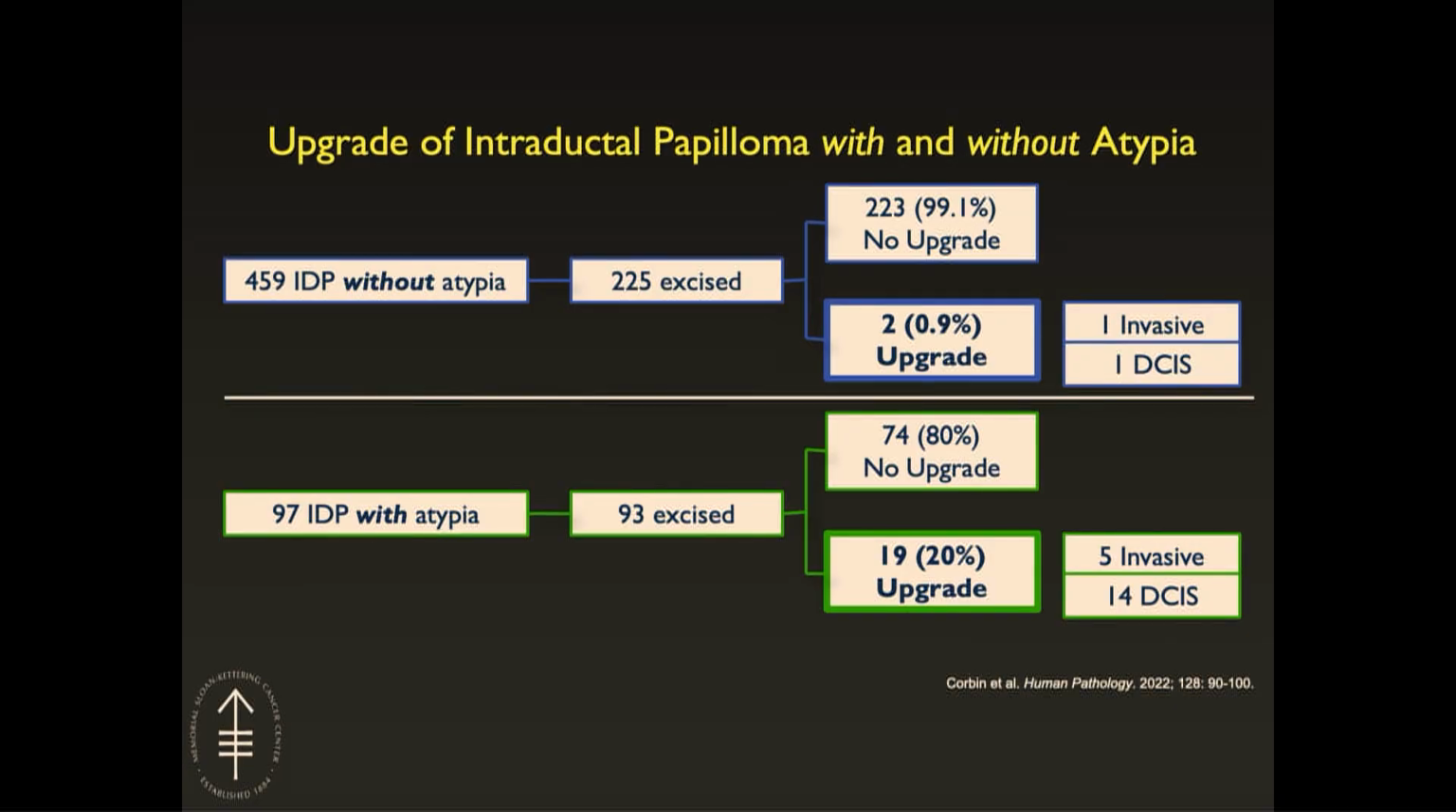What are the upgrade rates? This was data from our institution, again separated between papillomas with atypia and papillomas with no atypia. If there's associated atypia, the upgrade rate was very high at about 20%. But if there was no atypia, it was less than 1%.